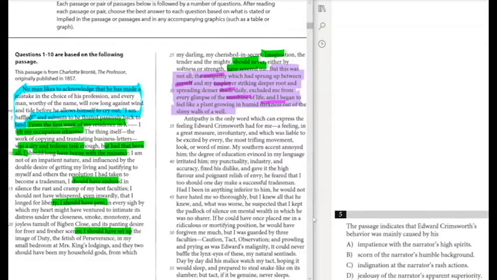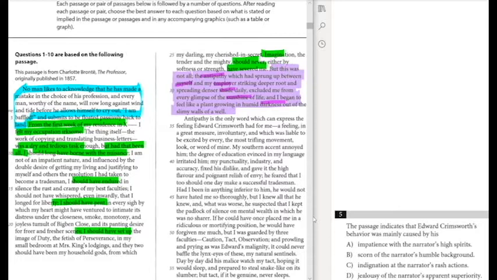Question number 5. The passage indicates that Edward Crimsworth's behavior was mainly caused by what? The thing to notice here is that with each question, we've been forced to go section by section through the passage. So, little by little, we're going through a natural process of getting to know this passage better. If there were any really tough questions along the way, questions that asked for a deep, thorough understanding of the passage, we would have wanted to skip those questions because after we've already gone section by section through the passage, we would be much more capable of answering a question like that.